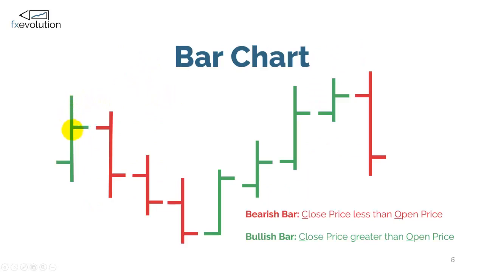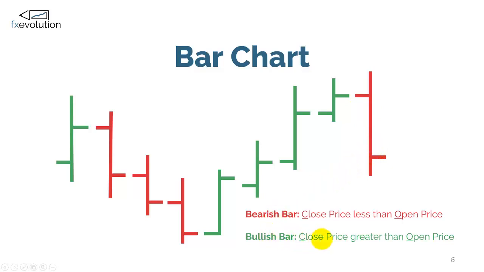So here we have an example I've simplified a little bit just to see bullish bars and bearish bars. I've made the bullish bars green and the bearish bars red. What a bearish bar means is the closed price is less than the open price. So if we take a look at this one on the right hand side, we can see the open is here on the left at a higher price than the close, which is closed lower than the open price. And that means that it's a bearish bar.